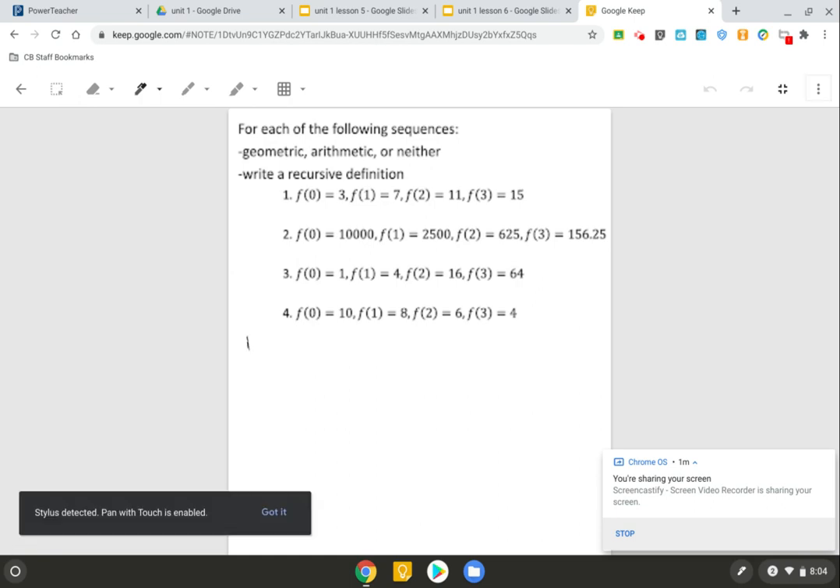Okay, so let's look at number 1. We go from 3 to 7 to 11 to 15. That looks like an arithmetic sequence to me. Why is it an arithmetic sequence? Because the common difference is 4. We're going up by 4. 3 plus 4 is 7, plus 4 is 11.